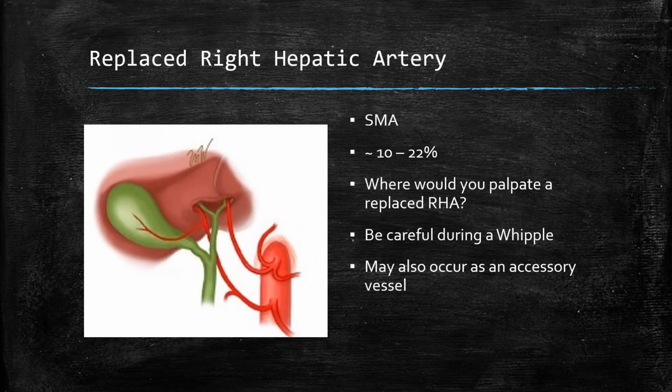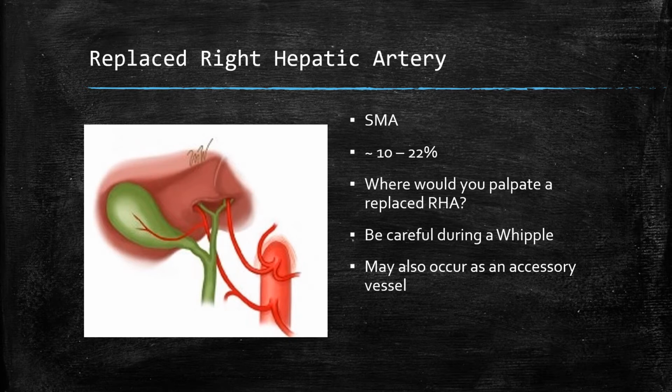The normal hepatic artery anatomy that we saw in the last slide only occurs about 60% of the time, and so it's not terribly unusual to find an anatomic variant. The most common of these variants is a replaced right hepatic artery, which occurs about 20% of the time. This vessel will originate from the superior mesenteric artery.